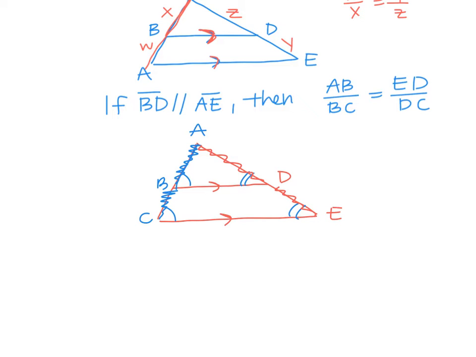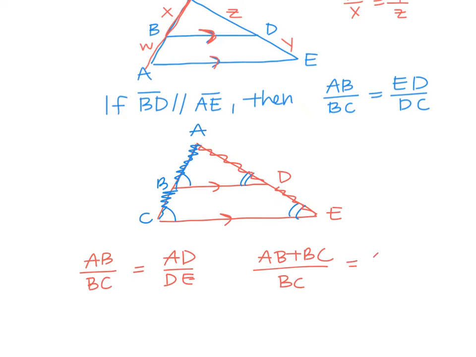Remember how we said if you have AB over BC equals AD over DE, technically you're allowed to say that AB plus BC over BC is equal to AD plus DE over DE, right? That's a property of proportions.